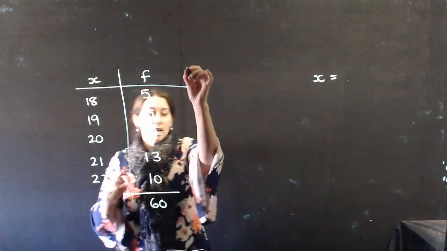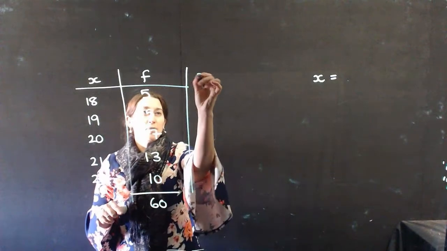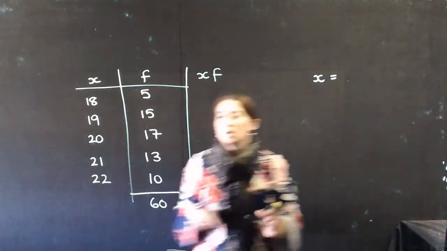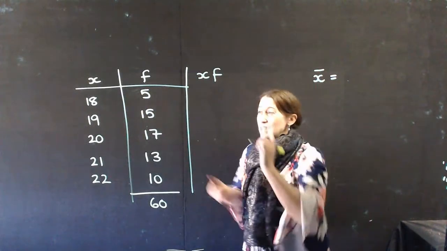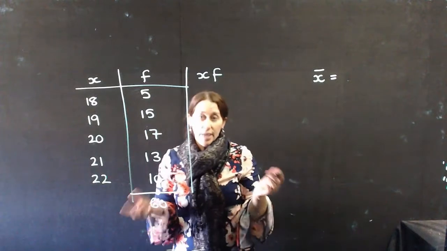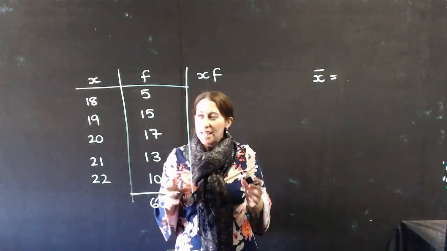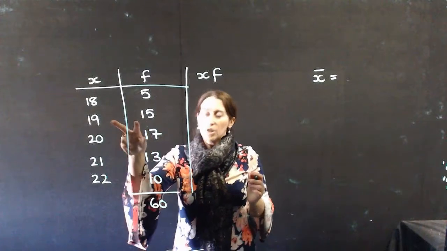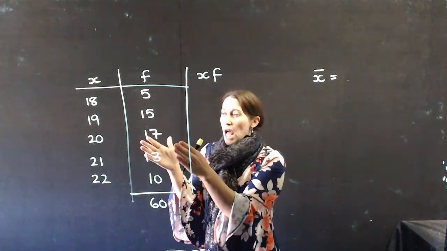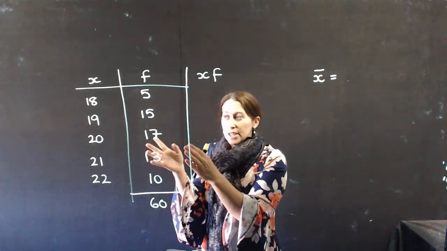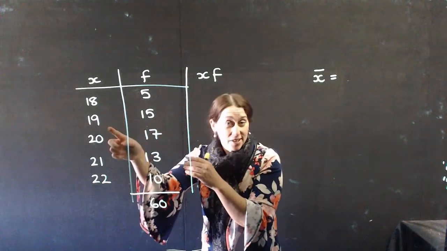times 5. So I'm going to create a new column, and I'm going to call this xf. And what I'm going to do is multiply 18 times 5. 18 times 5 will give me the sum of all those 18-year-olds, or their ages. The next thing I'm going to do is look at the next 15 people, and add up all of their ages by going 15 lots of 19.